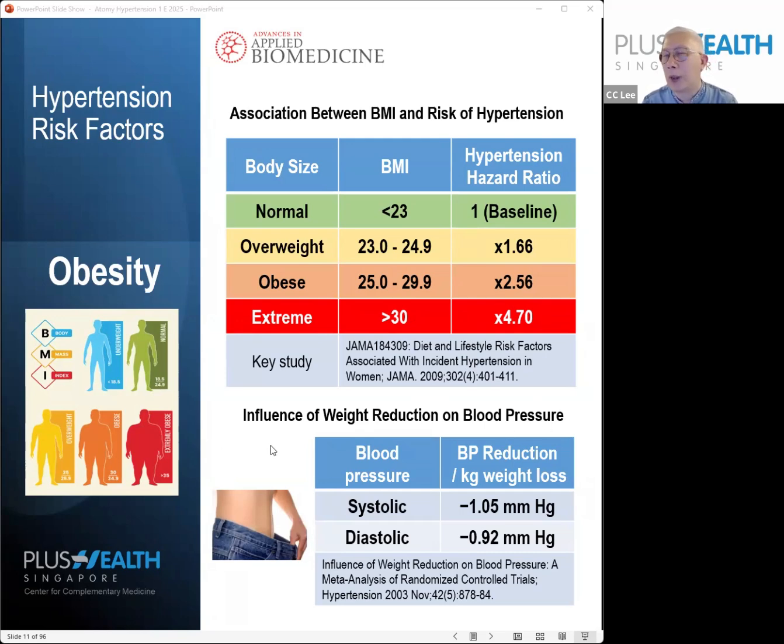Now, if you are to reduce your weight itself, right, there is a study showing that for every kg of weight loss, you are able to reduce your blood pressure, systolic, the top number, or the diastolic, the bottom number, by at least 1 mmHg, or 1 mm of mercury. So at least it's close to about 1 mark for every kg of weight loss.